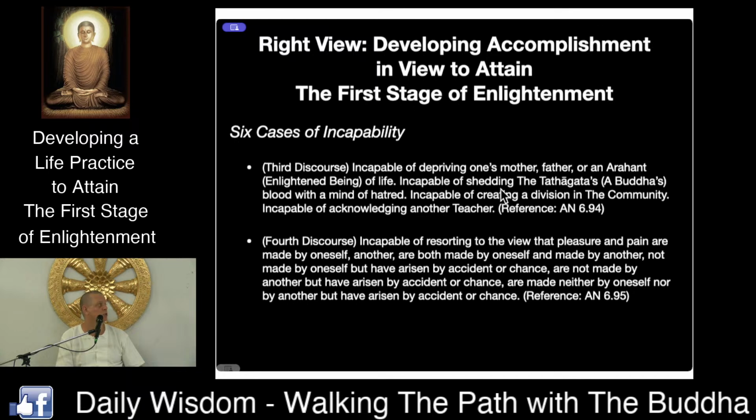You'd be incapable of shedding the Tathagata's blood with a mind of hatred. A Tathagata is a Buddha. Not only would you understand how important a Tathagata is, but you would understand how important a Buddha is to the world. A Buddha is going to have deep, profound wisdom. Having a Buddha in the world is the best opportunity for you to ever get to enlightenment. If you're born and alive during the lifetime of a Buddha, your karma is very, very wholesome to be born during that period of time that a Buddha is alive, because now you have the ability to learn directly from a Buddha and get deep wisdom. So you would be disinterested in ever killing a Buddha if you had accomplishment in view.